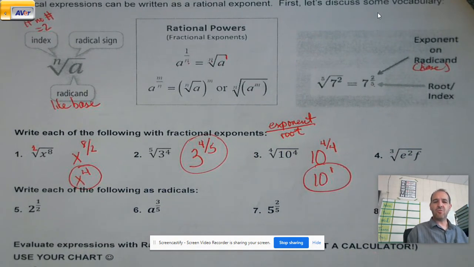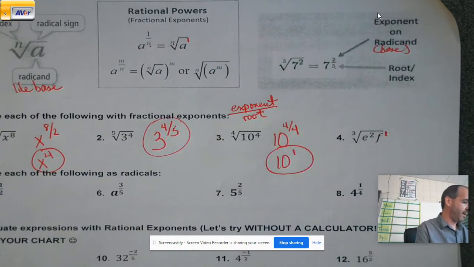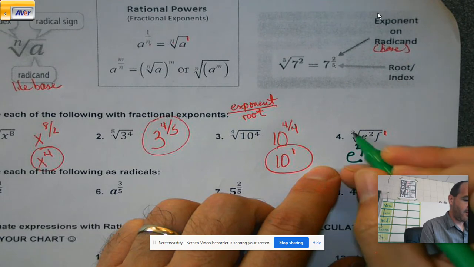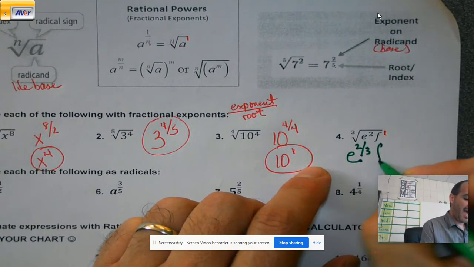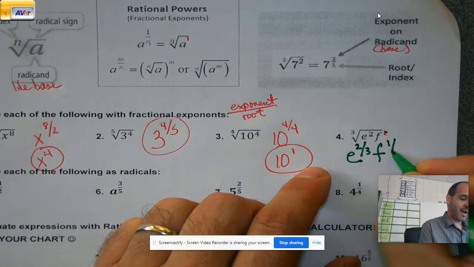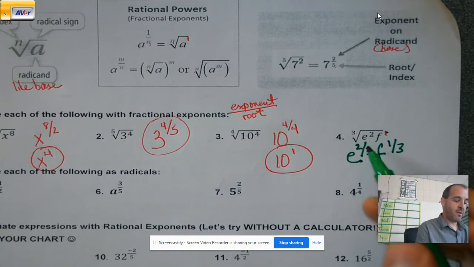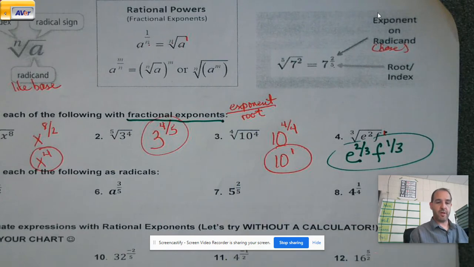And it's also true with variable terms. So here, remembering that there's a 1 there still. E is my base, 2 is my exponent, 3 is my root. And I move to my next variable term. F is my base, or my radicand. 1 is my exponent. 3 is my root. I can't combine them. They're different bases. But that would be what that would look like as a fractional exponent.